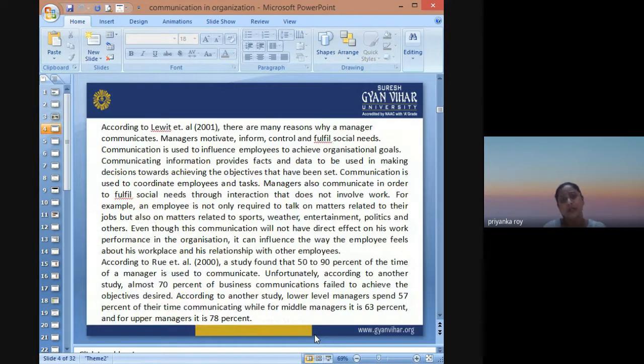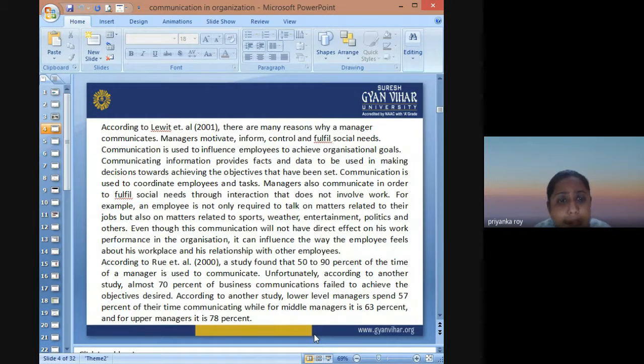According to Lewitt, there are many reasons why a manager communicates. A manager's motive to inform, control, and fulfill social needs are only obtained through communication. Communication is used to influence employees to achieve organizational goals. It provides facts and data to be used in making decisions and towards achieving the objective that may set standards. It is also used to coordinate employees and tasks. Managers also communicate in order to fulfill social needs through interaction that does not involve work.